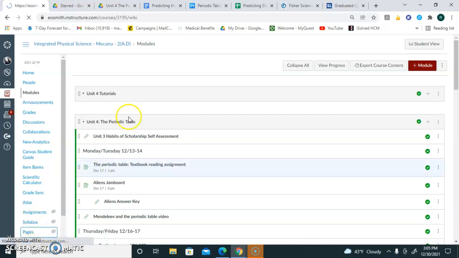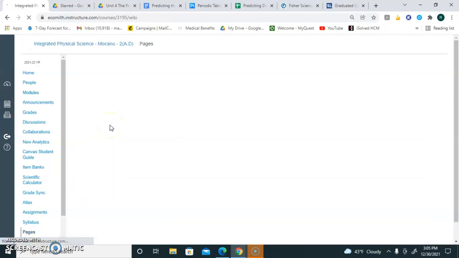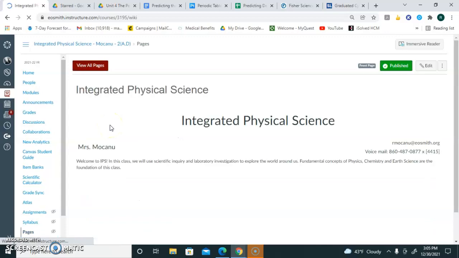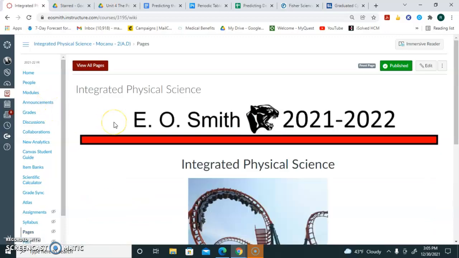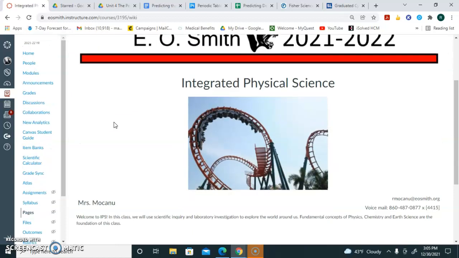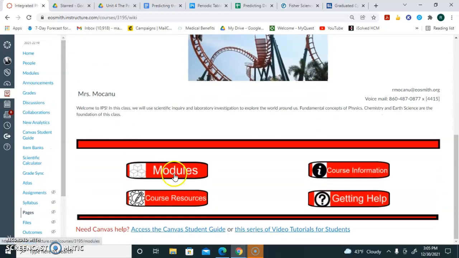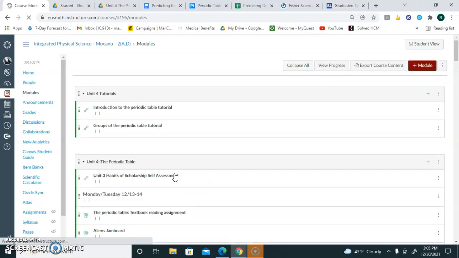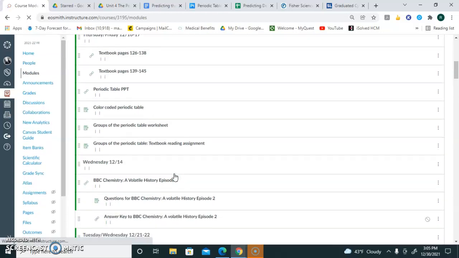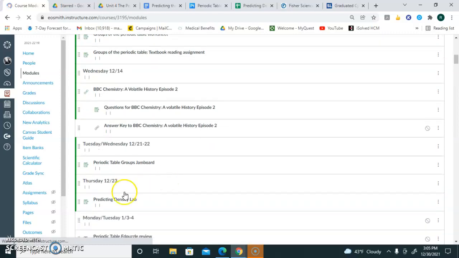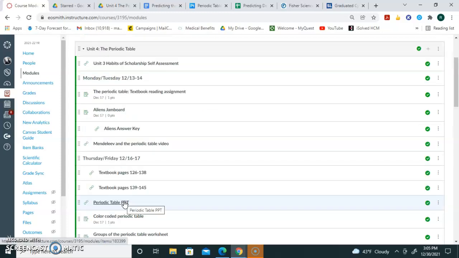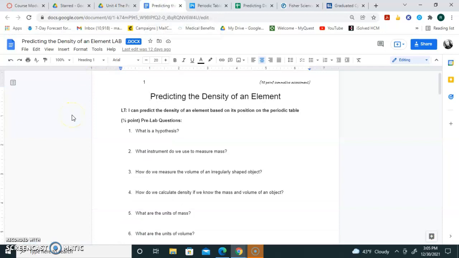Okay, so this is under Unit 4. You can find it on our Canvas page. If you go on our Canvas page under modules, it should come right up under Unit 4. It's called Predicting Density Lab. So you can find it down here, under Thursday, 12/23, December 23, Predicting Density Lab. If you open that, it will bring you to the lab document, which is right here.